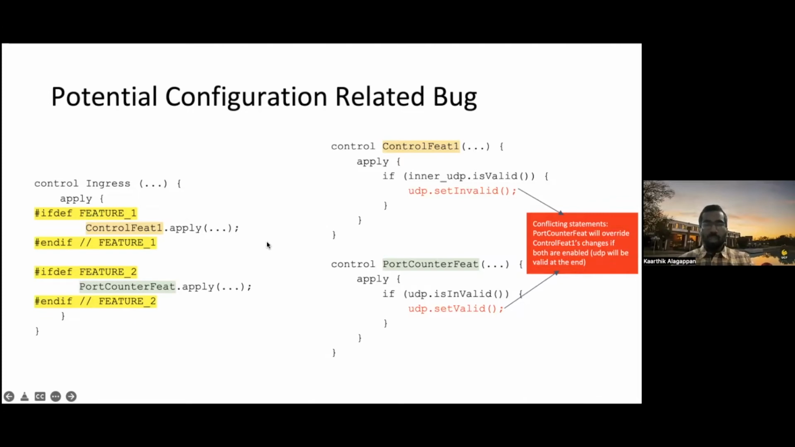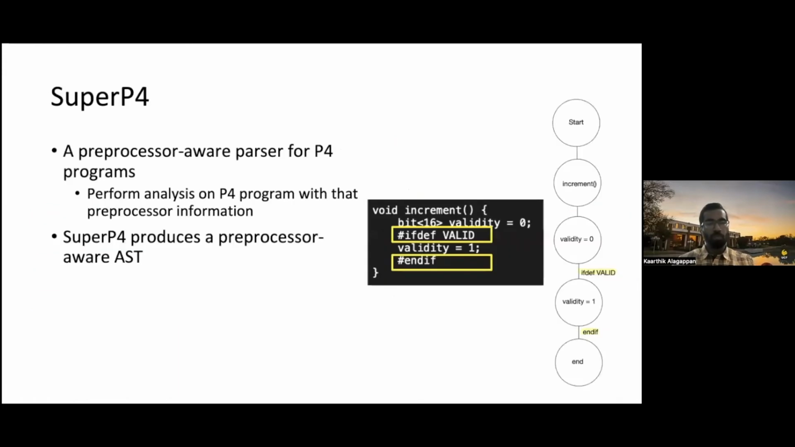If both features are enabled in the same compilation, then we have conflicting statements, and at the end, the UDP validity bit will be set to 1. The developer might have intended this to be the use case, or it could have been a bug that they missed because they didn't check both configurations at the same time. That is what we want to avoid in the future. So we want to warn developers if there are any conflicting statements between configurations. And that's where SuperP4 comes in.